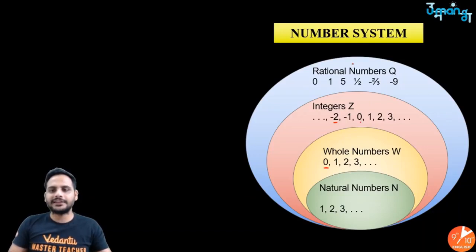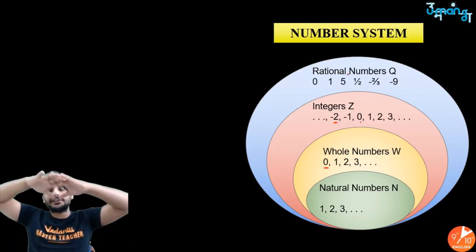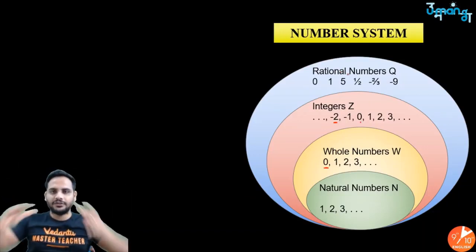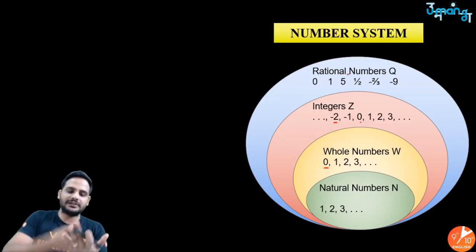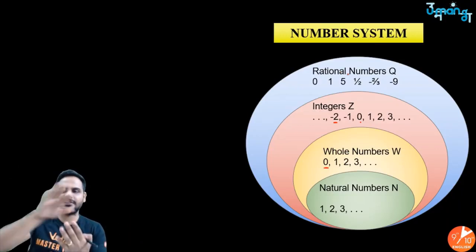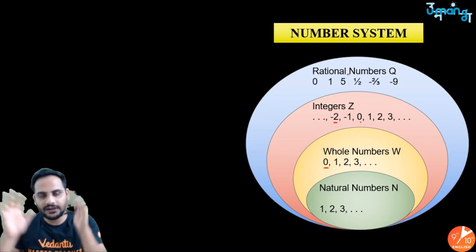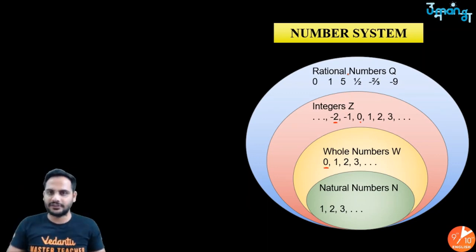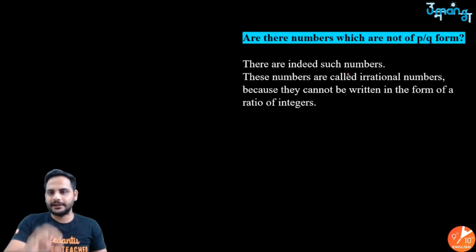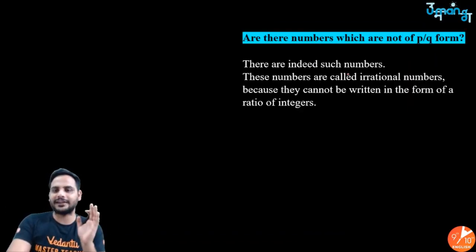Okay, and then comes the rational number. So rational number contains everything. Under rational number you have natural numbers, whole numbers, integers, and all the fractions. All that combined will give you rational number. Okay, and there is one separate part, that is your irrational number, है ना?